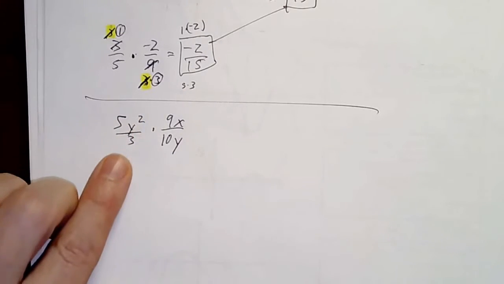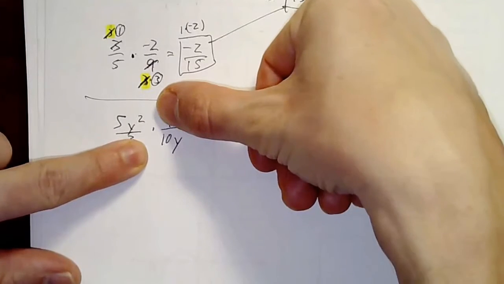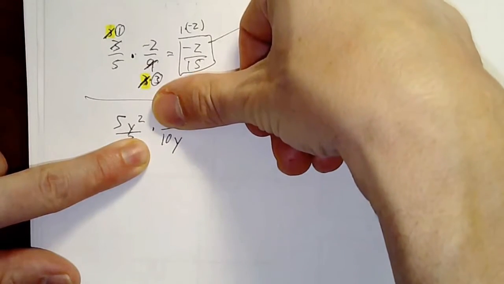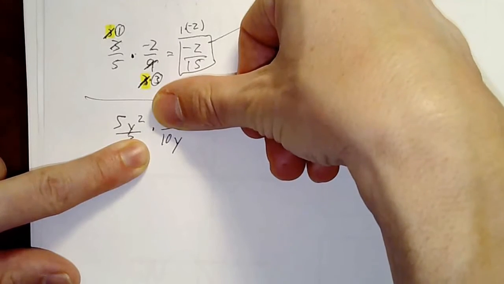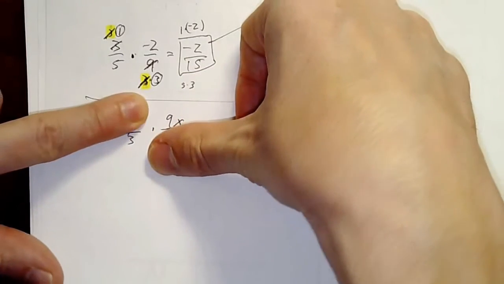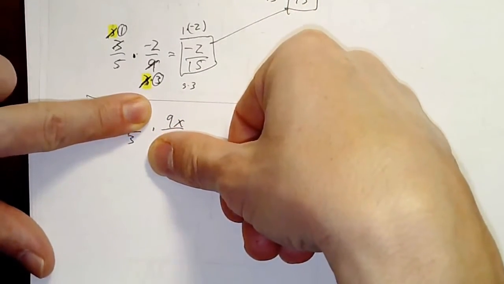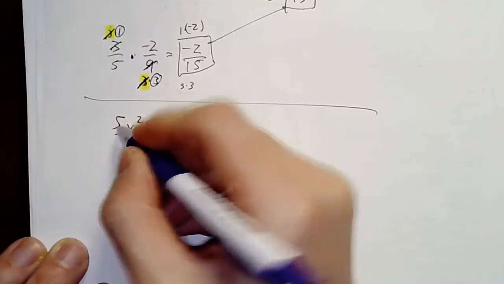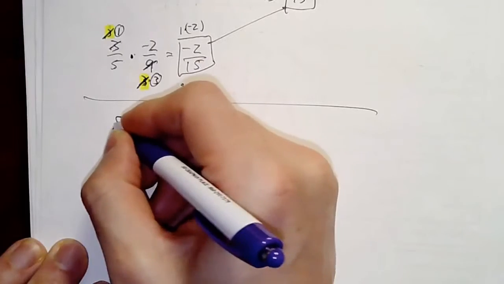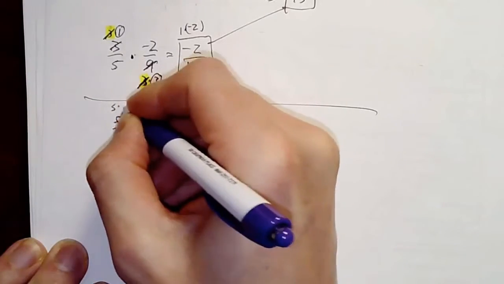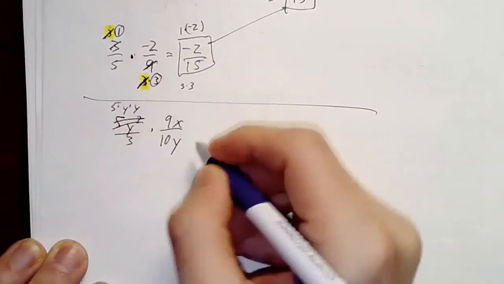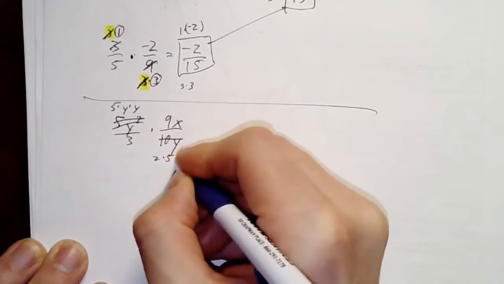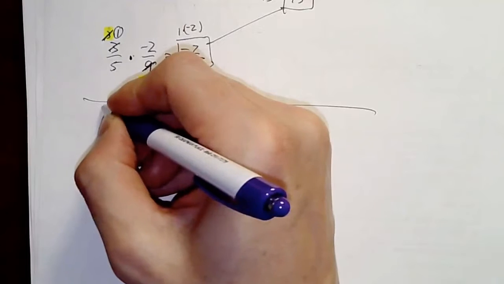But when I look at the numbers diagonally of each other, I start to recognize that they have common factors. This 5 and the 10 have a common factor, as well as the 3 and the 9. And I can use that to my advantage. So let's think about this really quickly. This right here, I can rewrite all of this as 5 times y times y. And this can be rewritten as 2 times 5 times y. I'm going to go ahead and throw in a times 1 there as well.